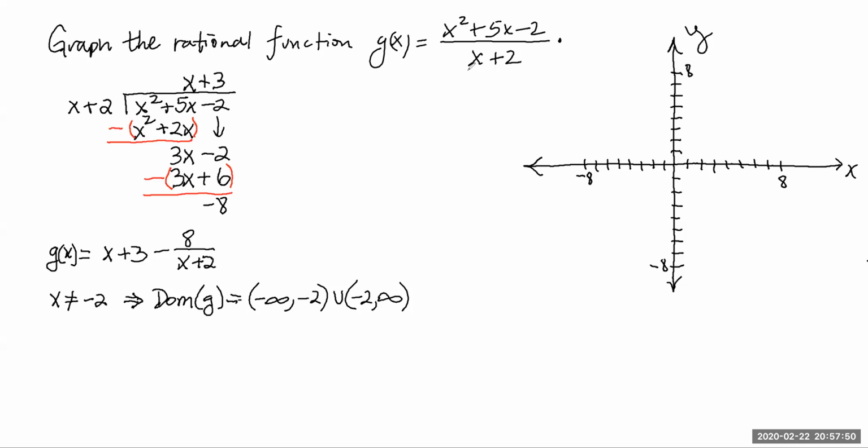We could also spot out the slant asymptote. The slant asymptote is right here. So let's label that. So the slant asymptote is y equals x plus 3.